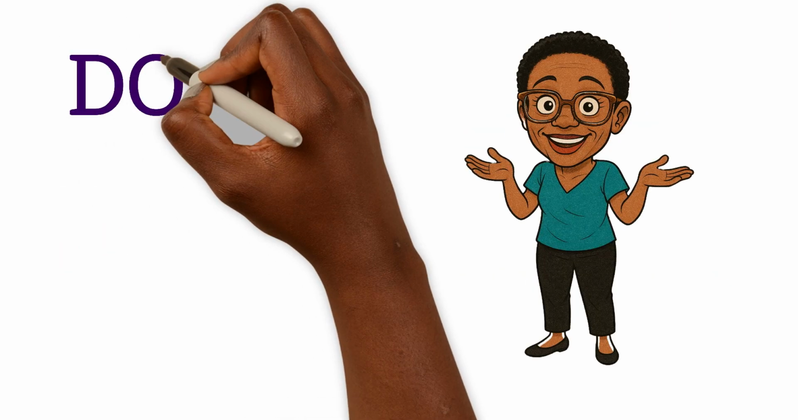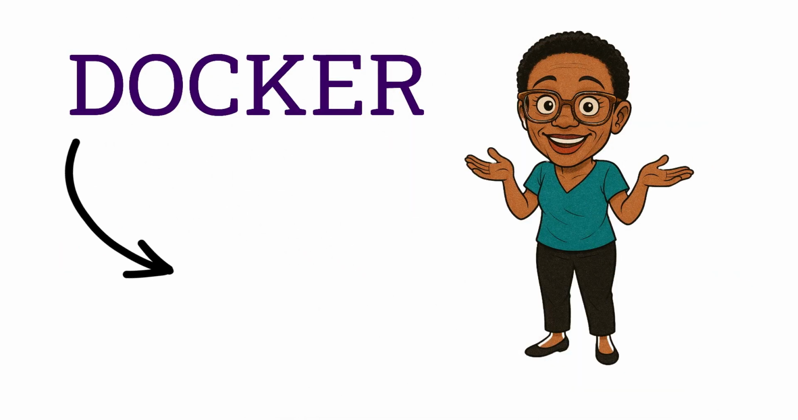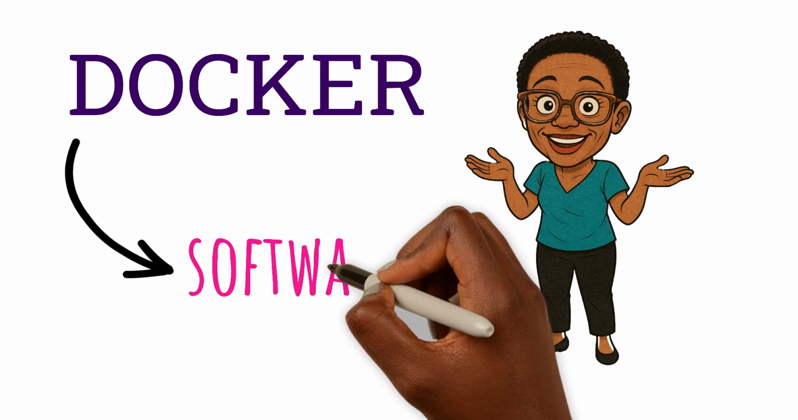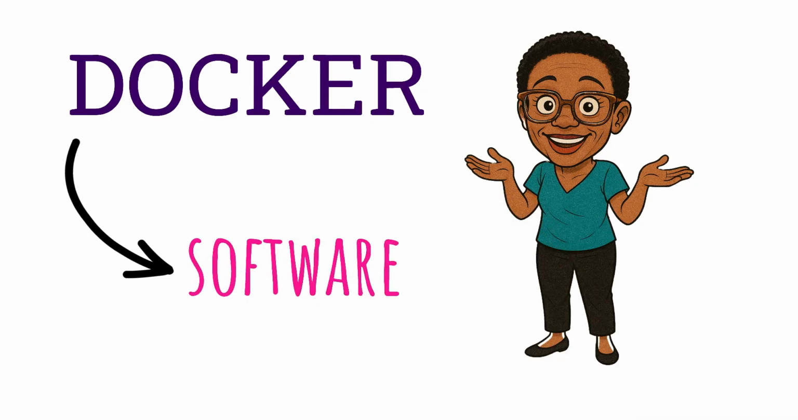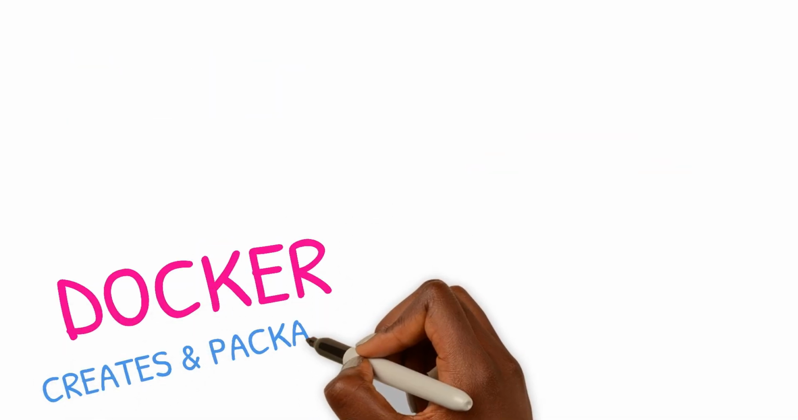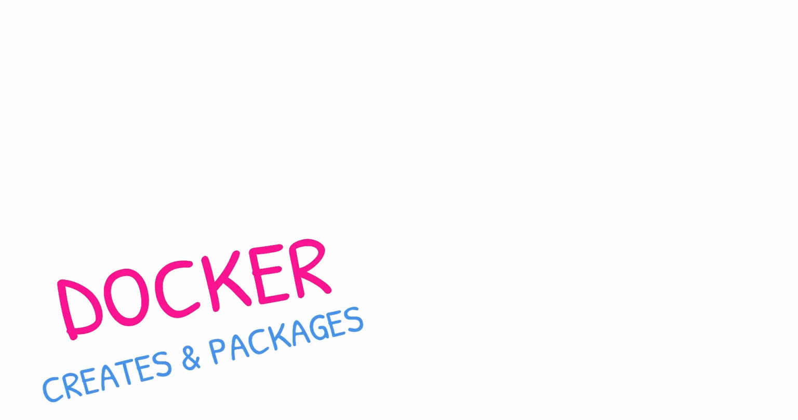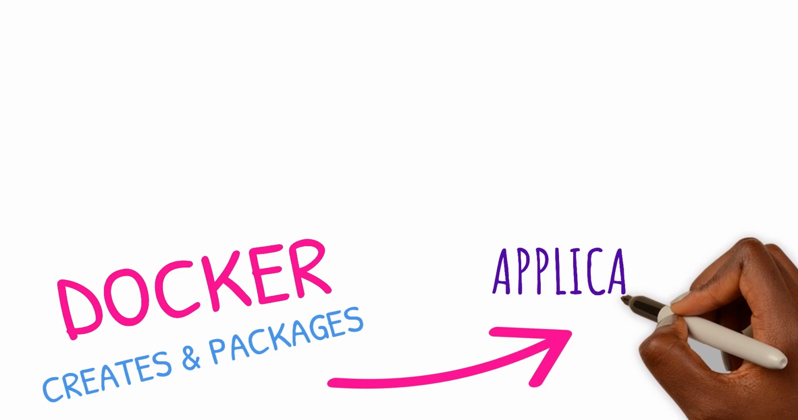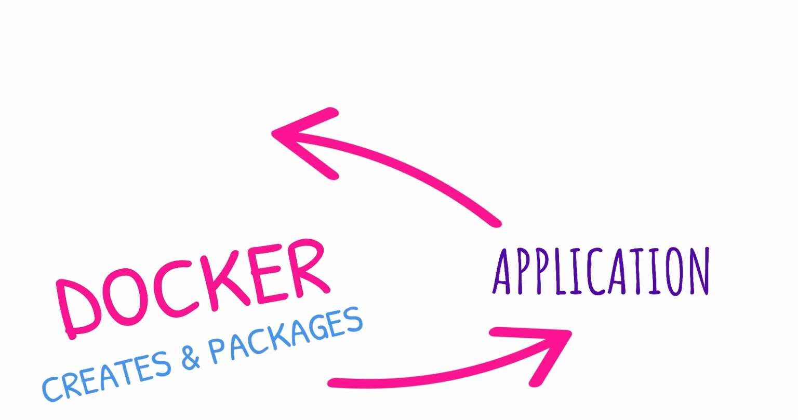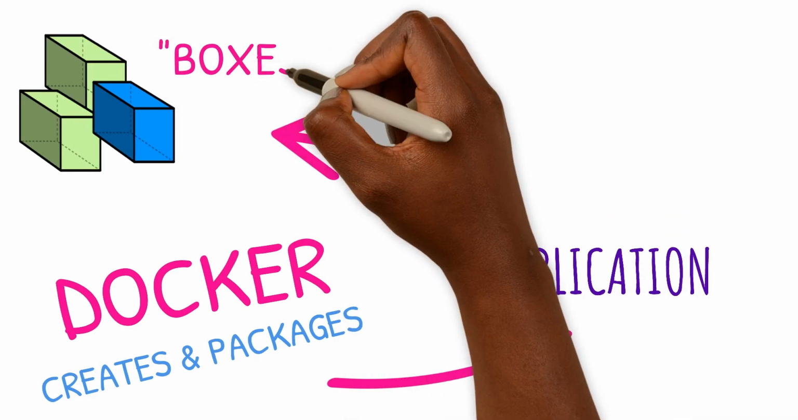Where does Docker fit in? Docker does the same thing for software. Instead of moving physical items, we're moving applications. A Docker container is like one of these standardized shipping boxes for your software. It packages your application code along with everything it needs to run, such as libraries, settings, and other programs, into a single, isolated, and portable unit.